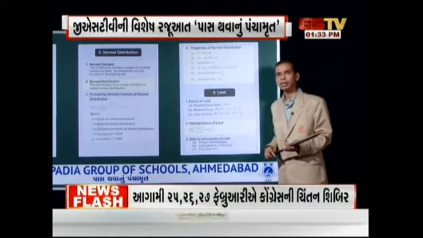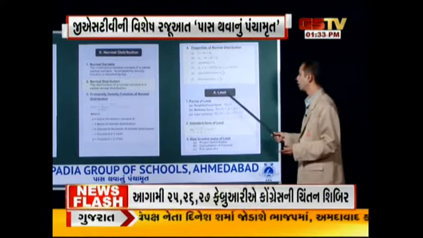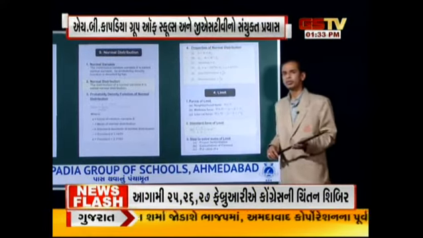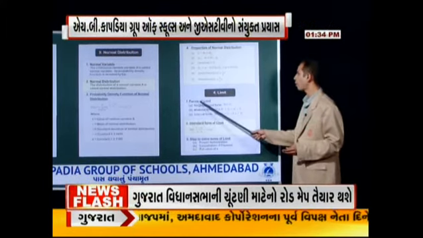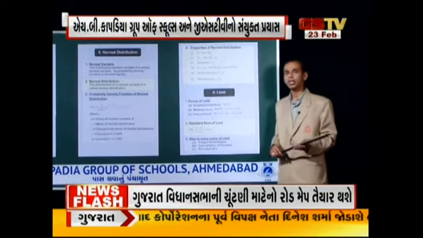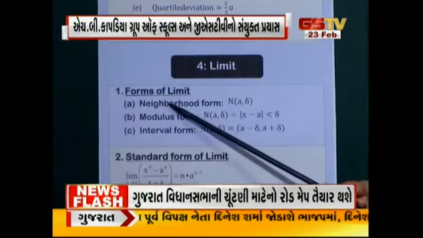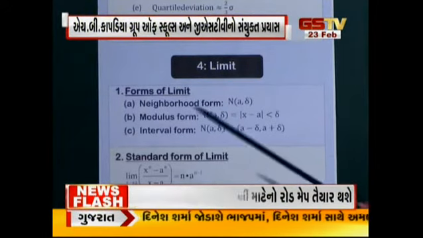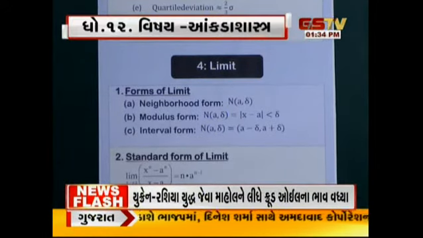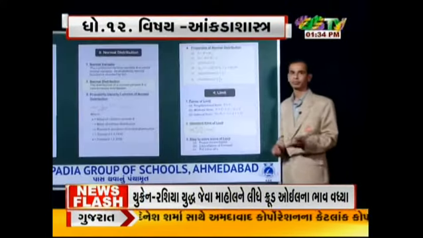Now come to the next chapter, chapter number 4, limit. In limit, we have to understand first forms of limit. There are three forms. Number one, neighborhood form. Second one, modulus form. And third one, interval form.